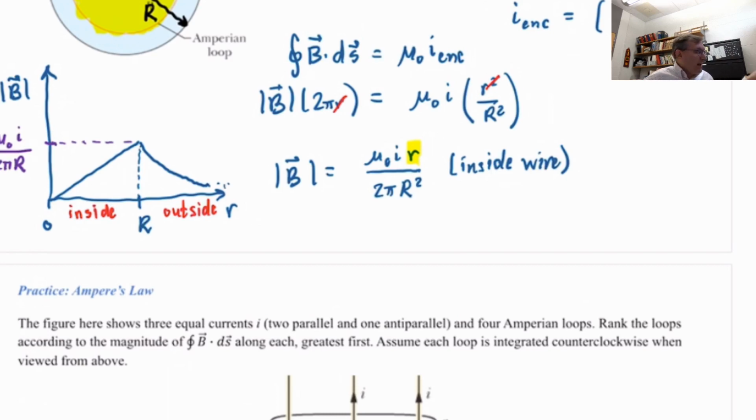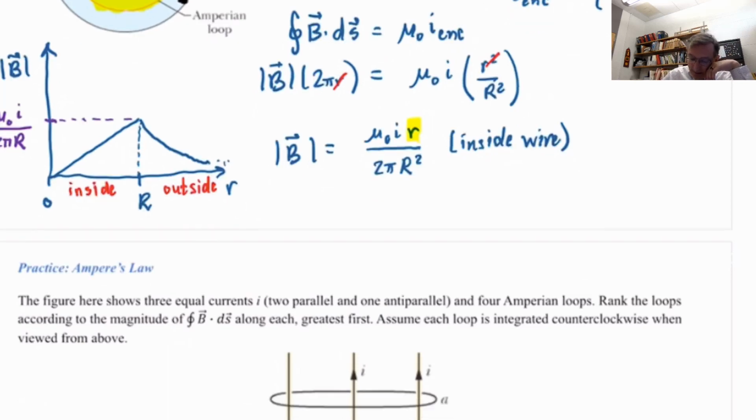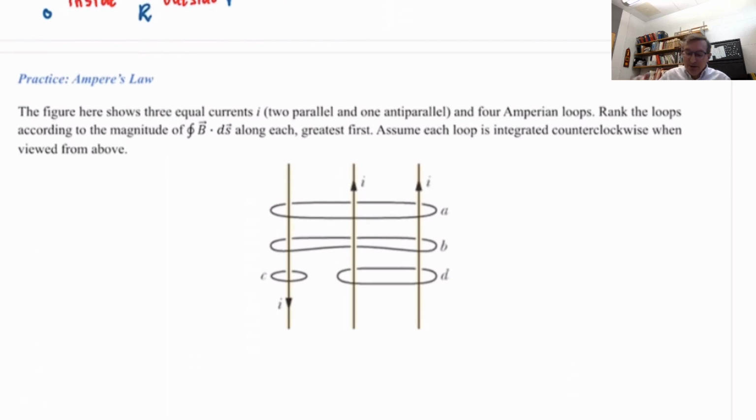Okay, that's our first application of Ampere's law. We found the magnetic field at all points inside and outside a long, straight, thick wire. And we'll be doing more applications of Ampere's law in class, so I will just leave you here with a class engagement exercise to practice with Ampere's law.